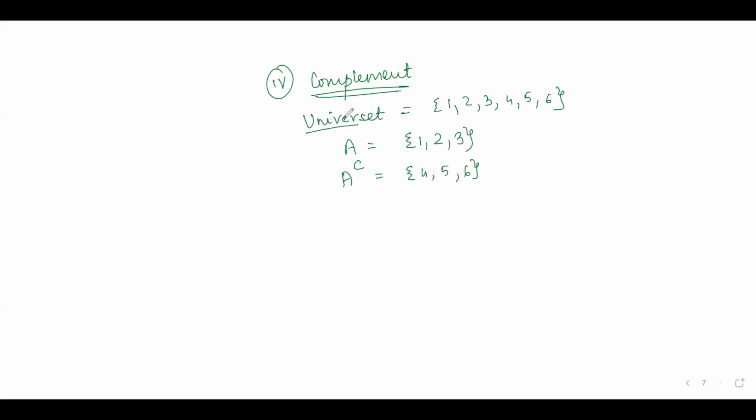Universal set. थोड़ा शॉर्टकट में लिख दिया है, चलिए ठीक है. Universal set is say 1, 2, 3, 4, 5, 6. A is 1, 2, 3. A complement are all the elements that are in the universal set but not in A. ठीक है? Clear है? Clear है? Then please raise your hand. That is the universal set.